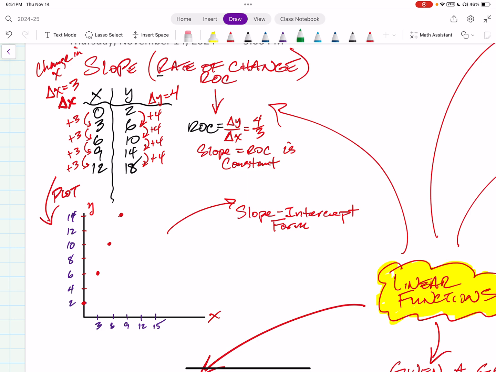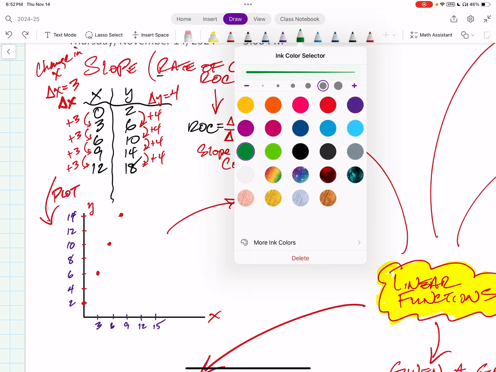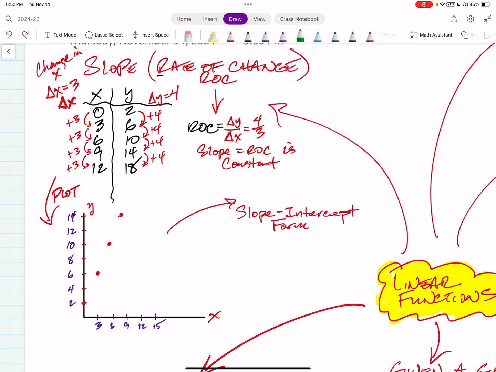Now let's draw the line. Whoa, that's too thick, so that's no good. Let's fix this here. Okay, so there's your linear function right there. Notice the points line up on a line, and that's why it's linear, and that's why the slope's constant.